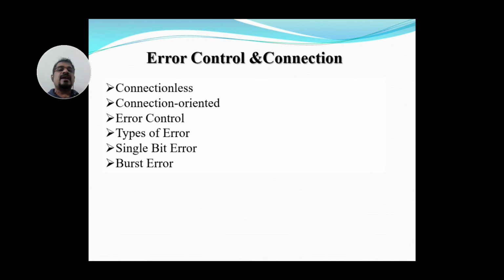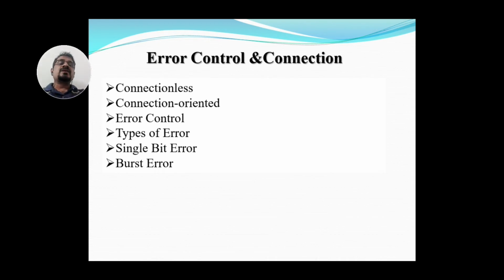Next is error control and the connections. As I said, there are two types of connections that link one node to another node: it may be homogeneous or it may be heterogeneous. If it is heterogeneous, there is a possibility of connection-oriented as well as connectionless. So both possibilities are there. These are what we call connections.